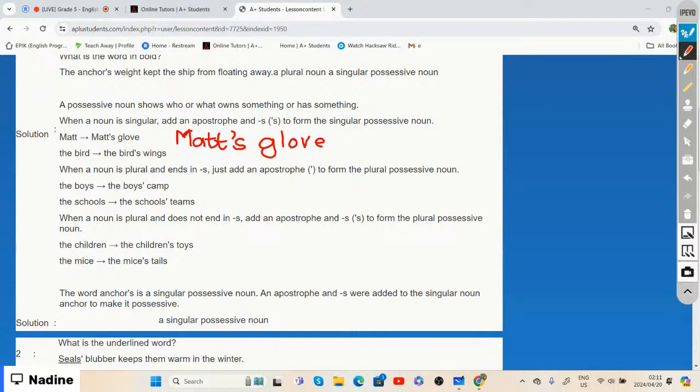So if we want to make mention of the boys, it refers to more than one boy. So the boys that go on a camp, then we can say it is the boys' camp. And we only add the apostrophe to that word to show that it is the boys. They are basically the ones on the camp, or they are the ones that are organizing the camp.